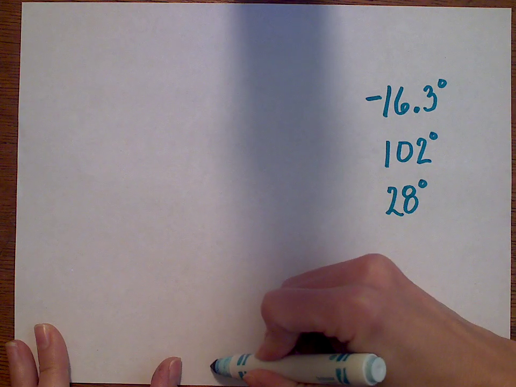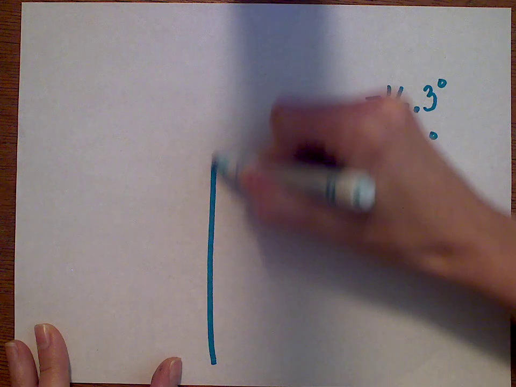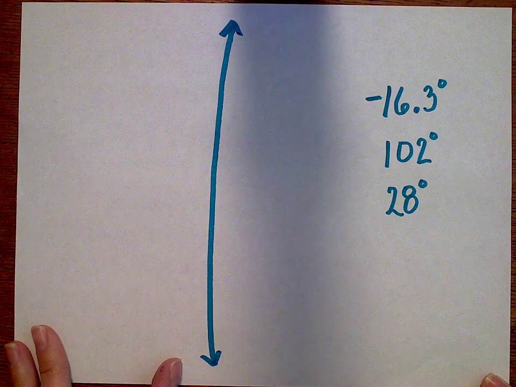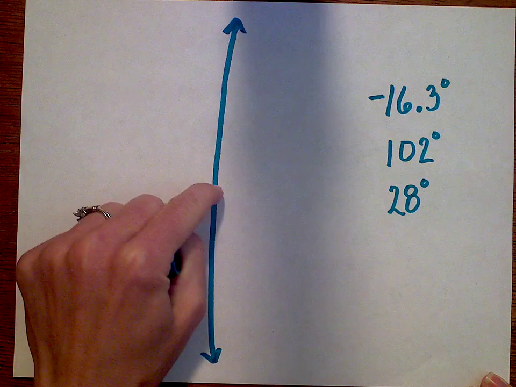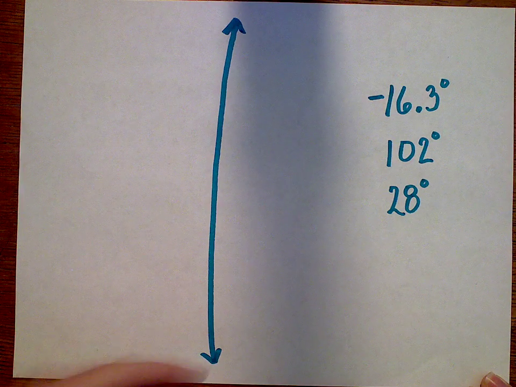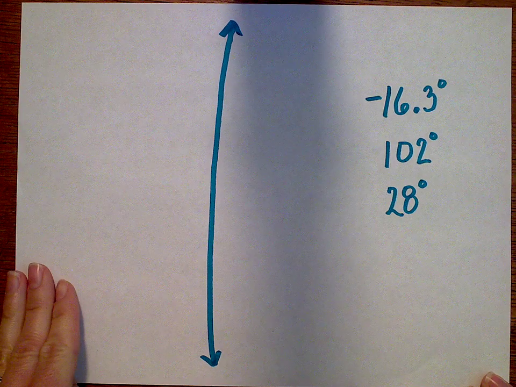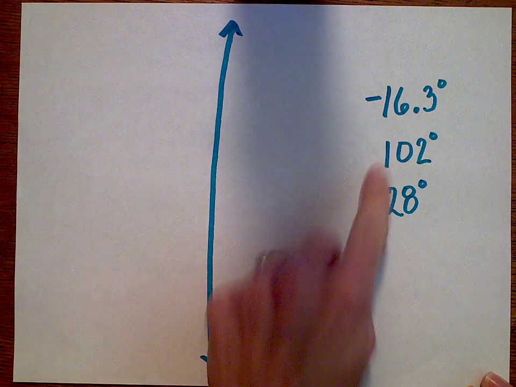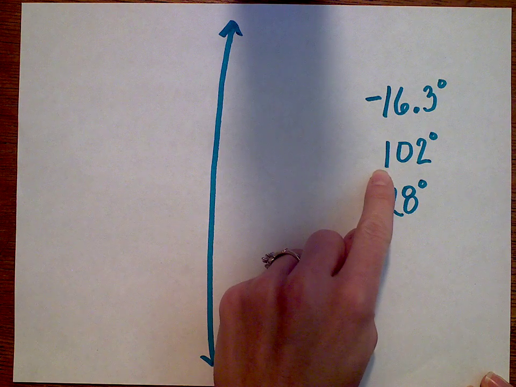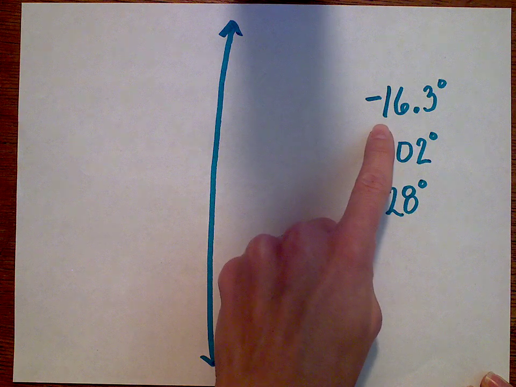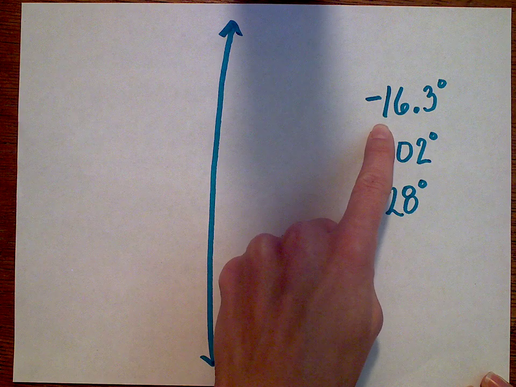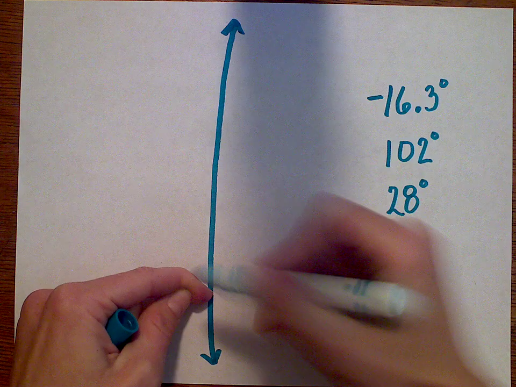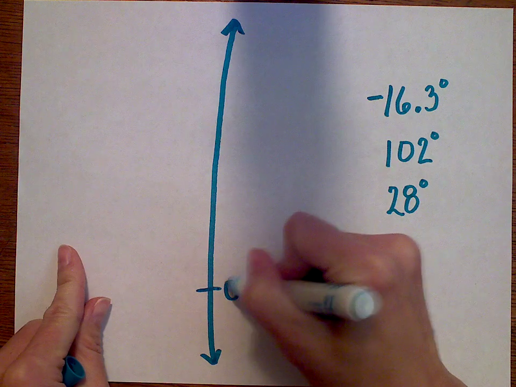So what I'm going to do is try to neatly draw my vertical number line first. And sometimes when people draw a number line, they think that 0 has to go right in the center. But remember, these arrows on the ends say that it goes on forever in both directions, and you don't have to have 0 right in the center. And in this case, since I have to go clear up to 102 degrees, but only down to negative 16.3 degrees, I want to leave a whole bunch of space above my 0. And so I'm going to put 0 about right here.